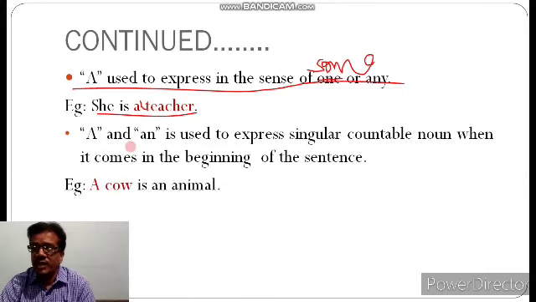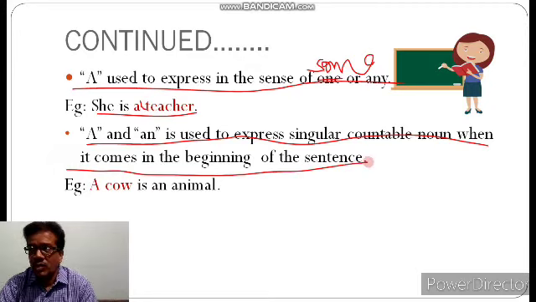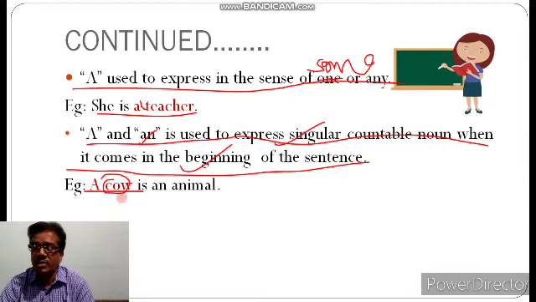And second, a and an are used with a singular countable noun when it comes at the beginning of the sentence. Just look: a cow is an animal. Cow is a countable noun and it is at the beginning of the sentence, so we have written a cow here. A cow is an animal.